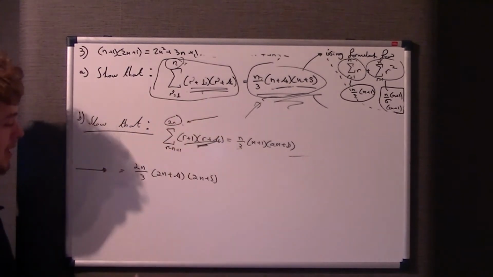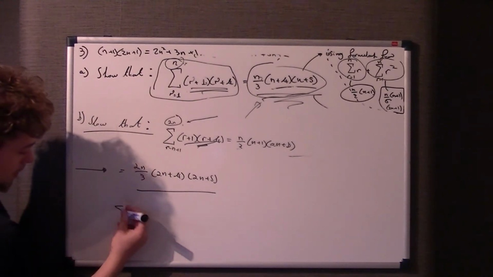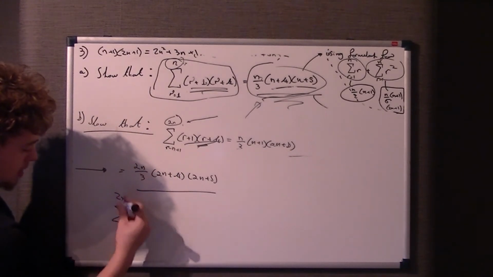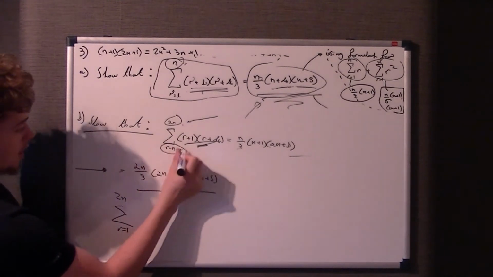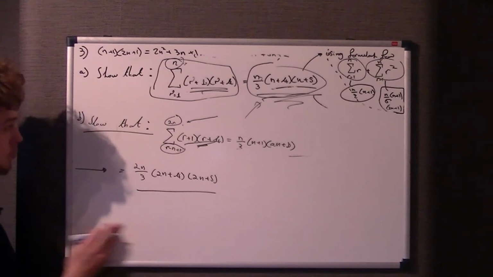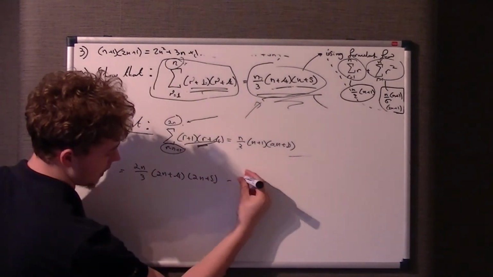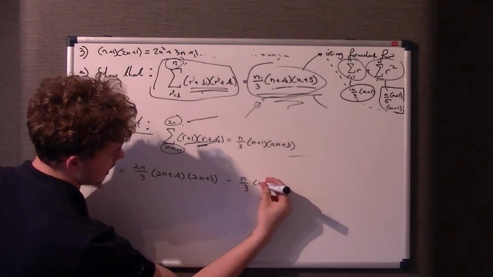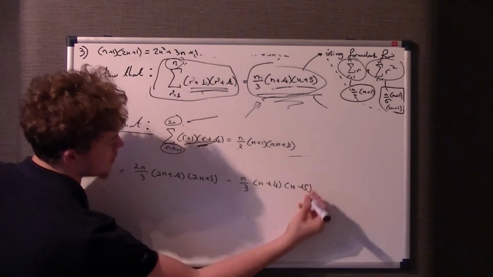But if we just left that as the answer, it would be the sum between 2n and r equals 1. We don't want that. We want the sum of r from n plus 1. So we have to take away the answer we've got in part A. So we take away from that n over 3 times n plus 4 times n plus 5.